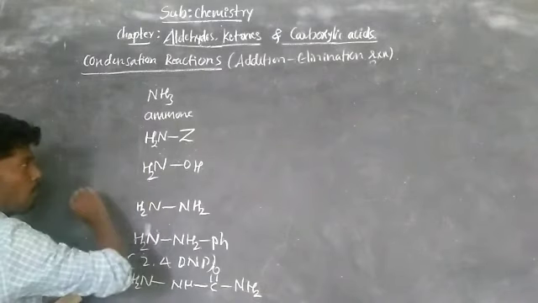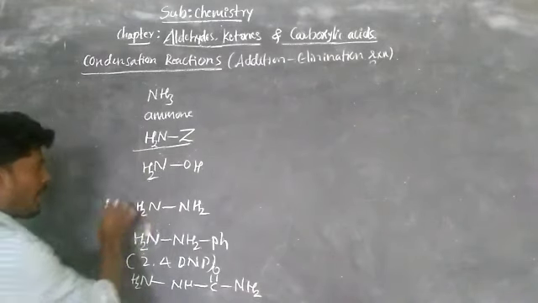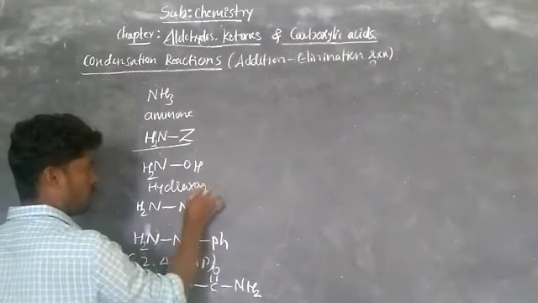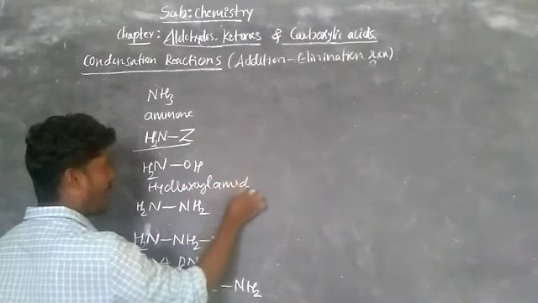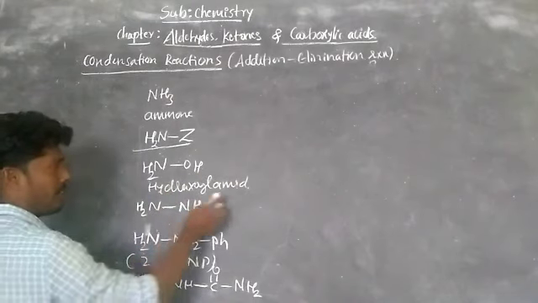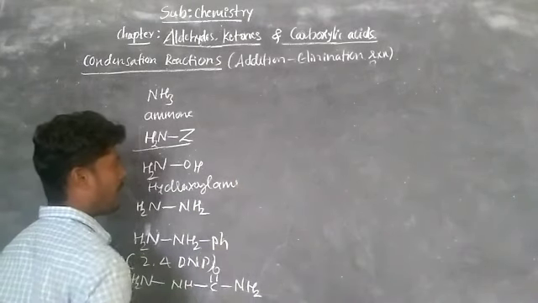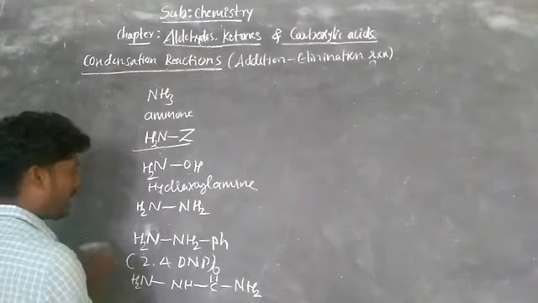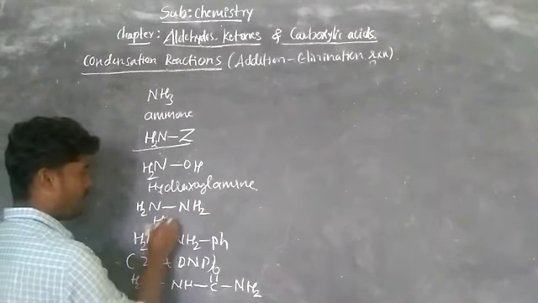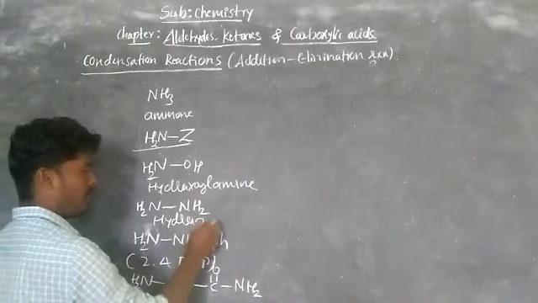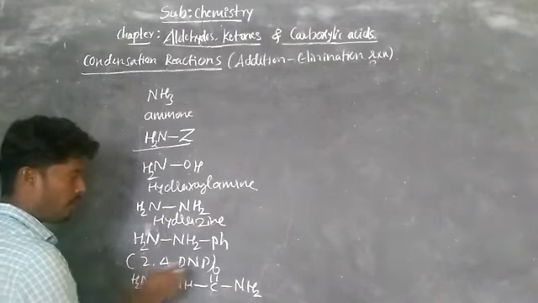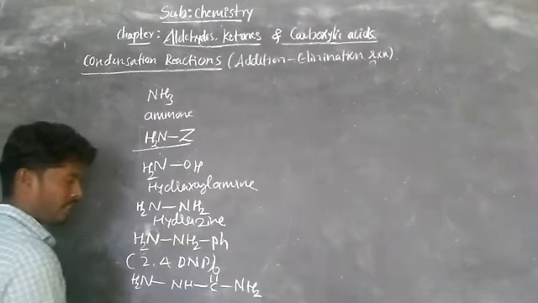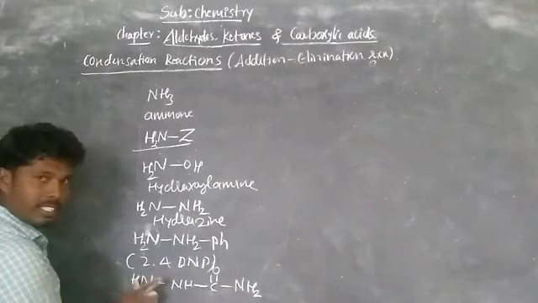The first one is ammonia. This is the general representation and its name is hydroxylamine, right? Hydroxyl means OH group and amine. Then this is called hydrazine. This is phenylhydrazine. Then this is called semicarbazide.